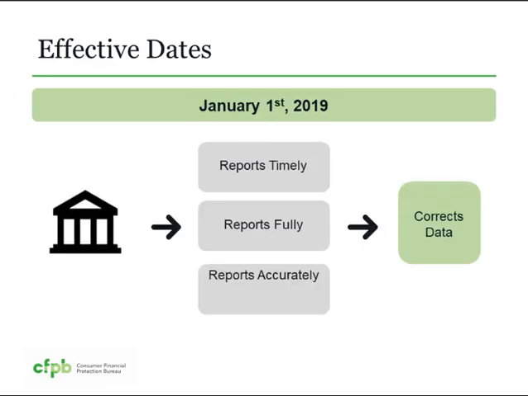On January 1st, 2019, changes to the enforcement provisions became effective. The enforcement provisions provide that when the quarterly reporting requirements become effective, inaccuracies or omissions in quarterly reporting are not violations of HMDA or Regulation C if the financial institution makes a good faith effort to report quarterly data timely, fully, and accurately, and then corrects or completes the data prior to its annual submission.